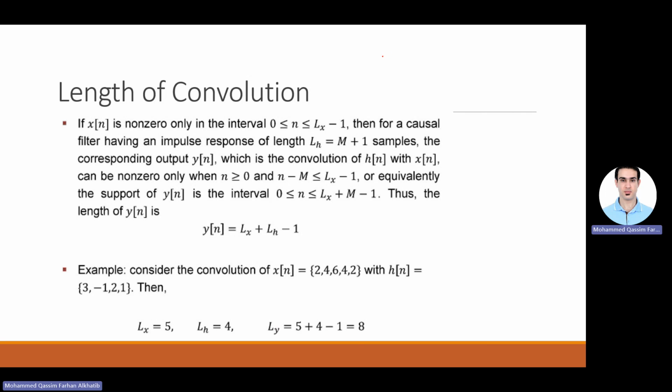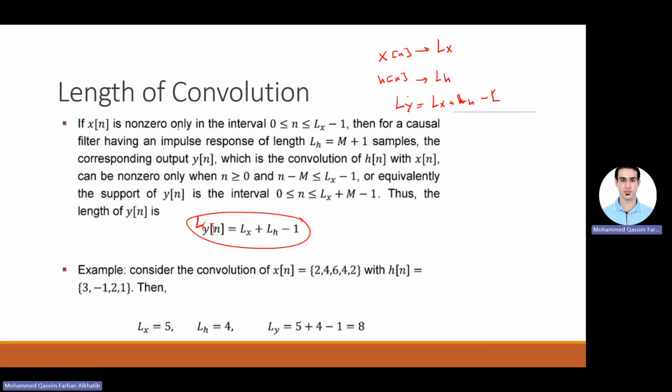So usually when you have a signal x of n, or a sequence x of n, and you have another sequence, the impulse response h of n, this sequence has a length, because we're talking about finite impulse response. So each sequence has a finite length. Let's say this one has a length Lx and this one has a length Lh. So the output sequence has a length of Lx plus Lh minus 1. And here is the relationship, that's the length of y of n.